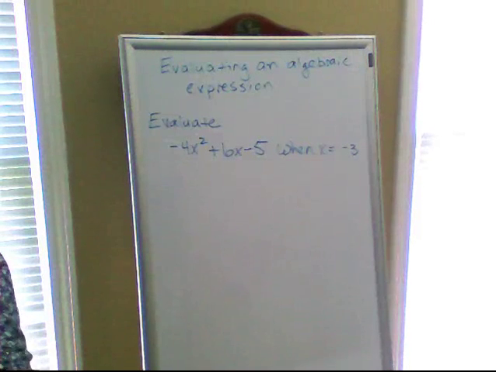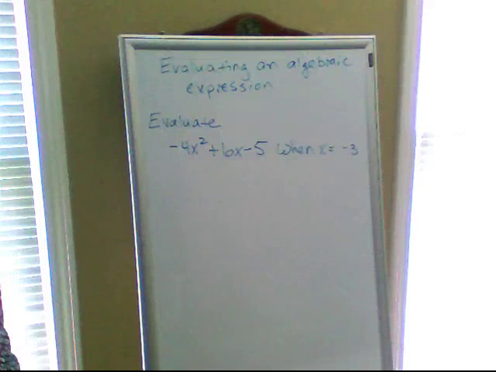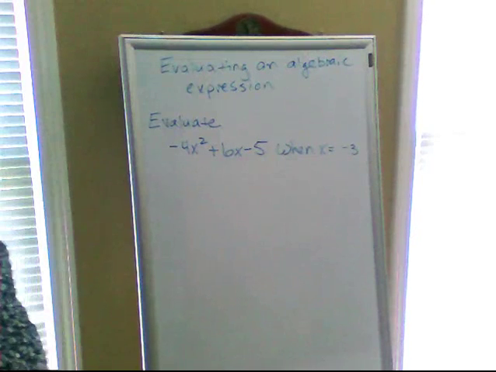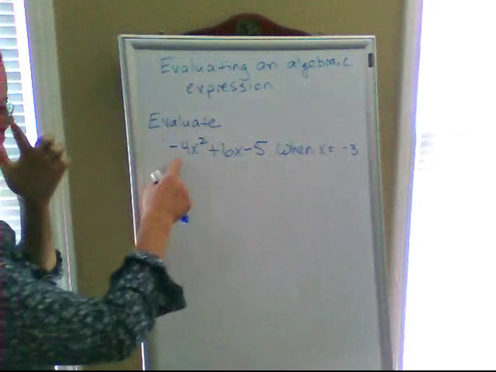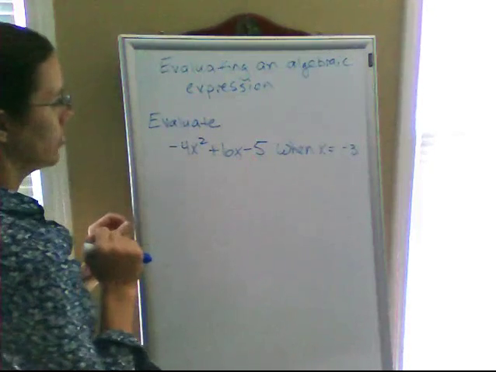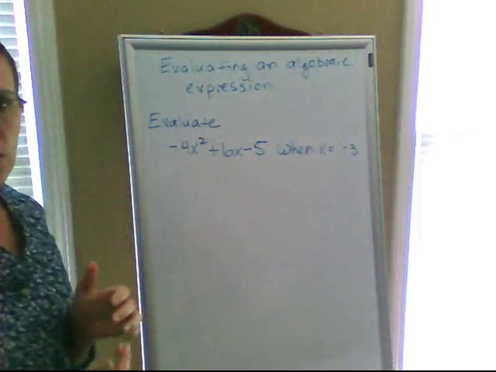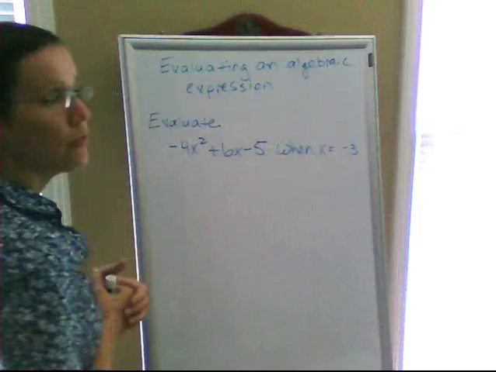Okay, the next part of section 1.2 is evaluating an algebraic expression. What does that mean? Imagine that you're given this expression, negative 4 times x squared plus 6x minus 5. Well, that doesn't really mean anything unless you know the value of x. The value of x in this case is going to be negative 3.